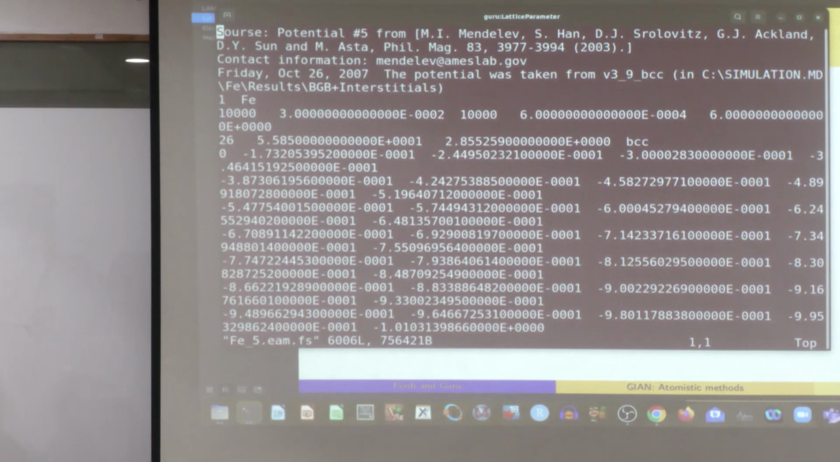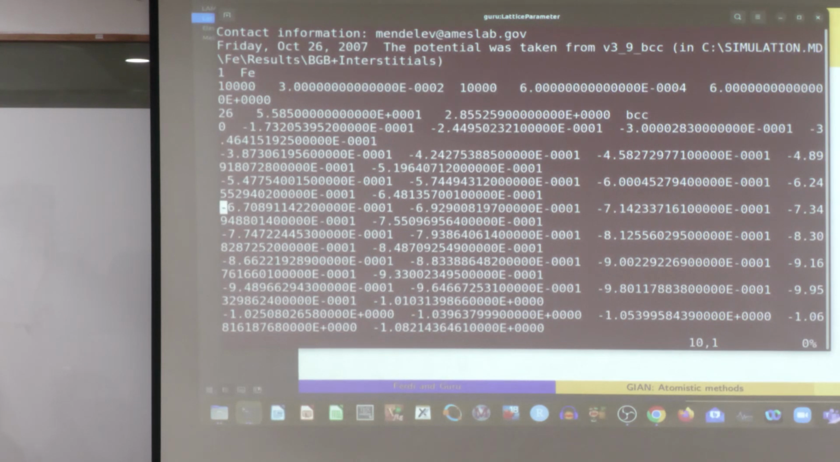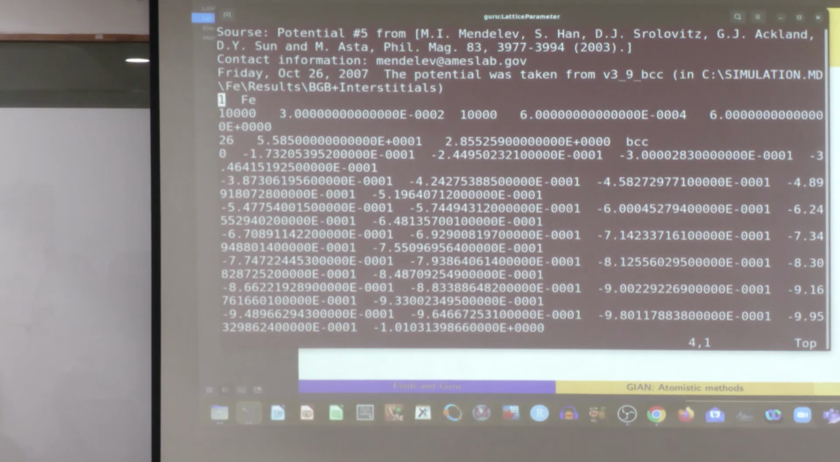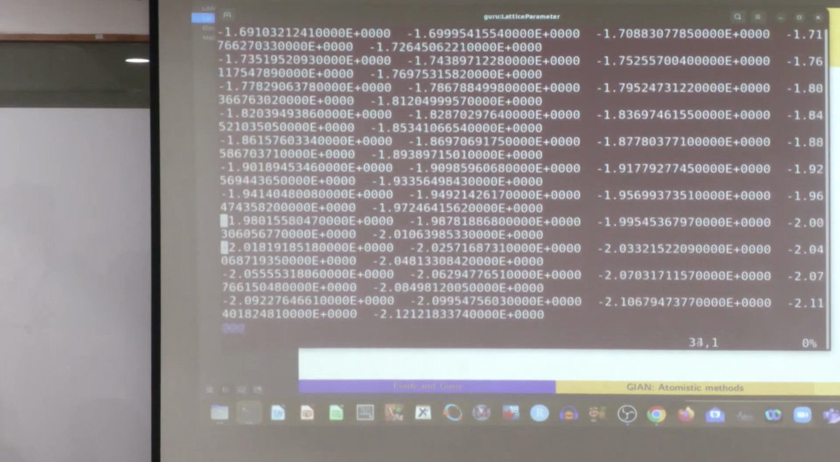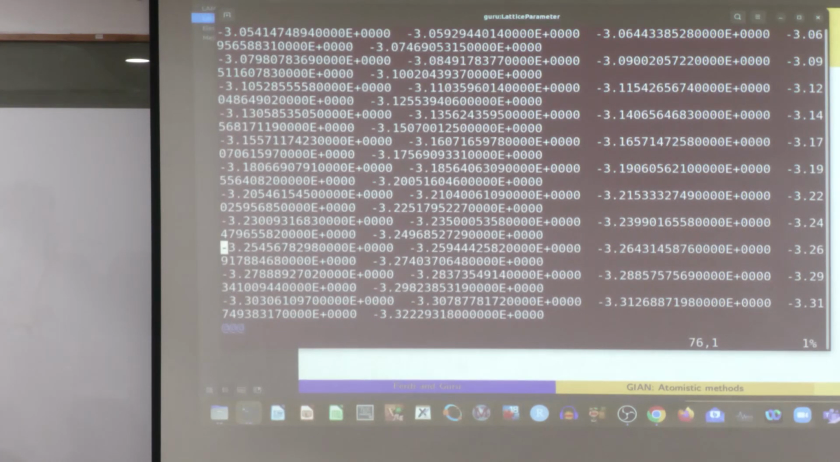So here you see, this first part is just the values for iron. And the top line says how many points and so on. So it's just on 10 points the pair potential, iron I think. It is only one element, iron, so nothing else. But the first part is only the pair part, and then comes the many-body part. Yeah, this is a huge file.